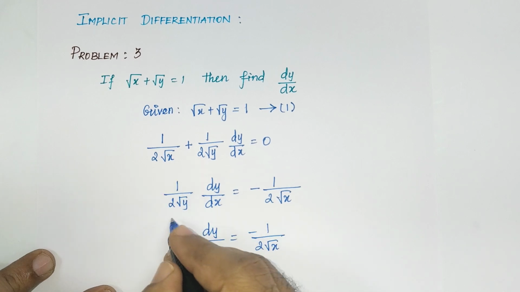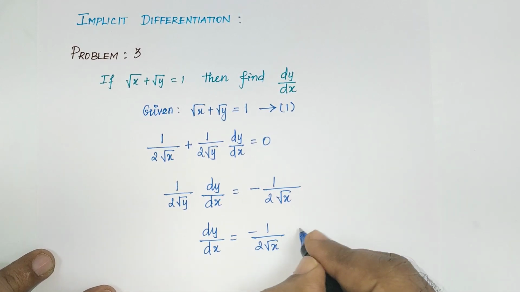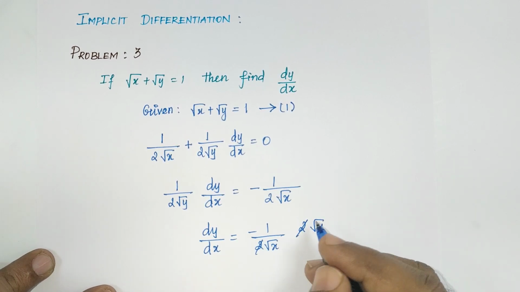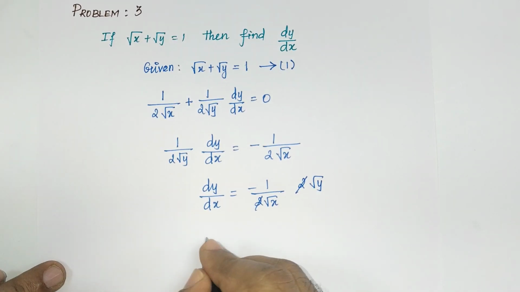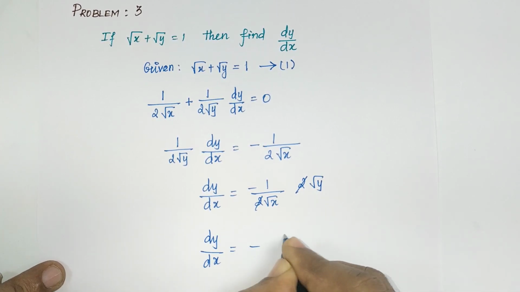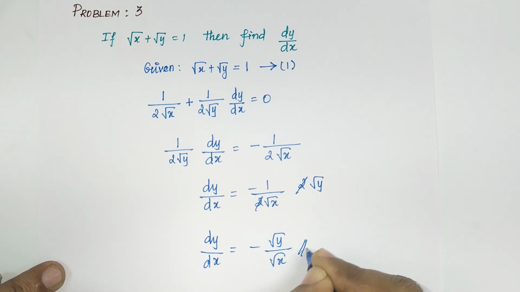Shift this 1 divided by 2 into root y product term to the right hand side, take a reciprocal, you'll get 2 into root y. 2, 2 will cancel. So you'll get the derivative answer dy by dx equal to minus root y divided by root x, this is our final answer.